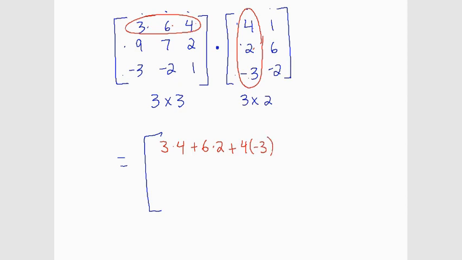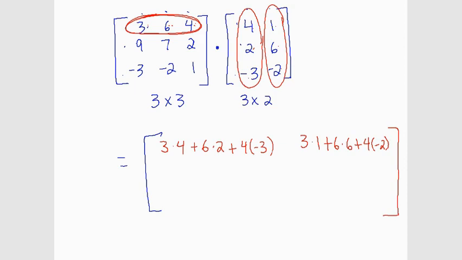Then we're going to take this row and multiply it by this column to get another entry. Notice this entire thing that we just wrote out is one entry in our resulting matrix. So we do 3 times 1, and we get 6 times 6, and we add those. And then 4 times negative 2.